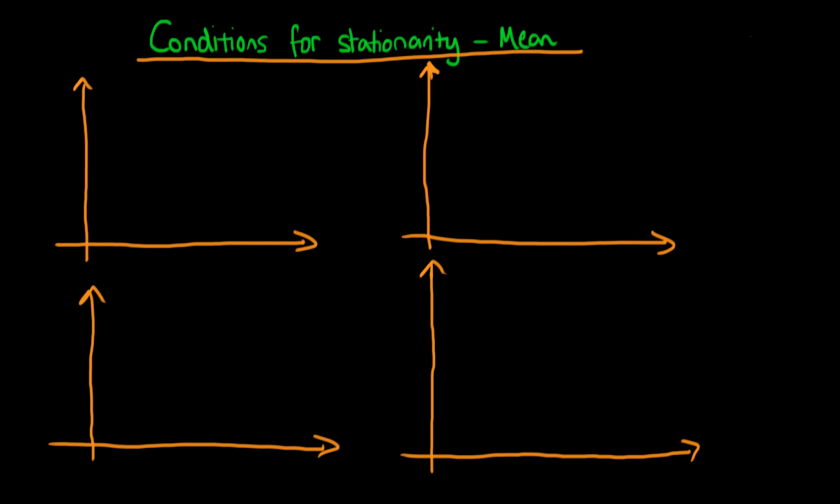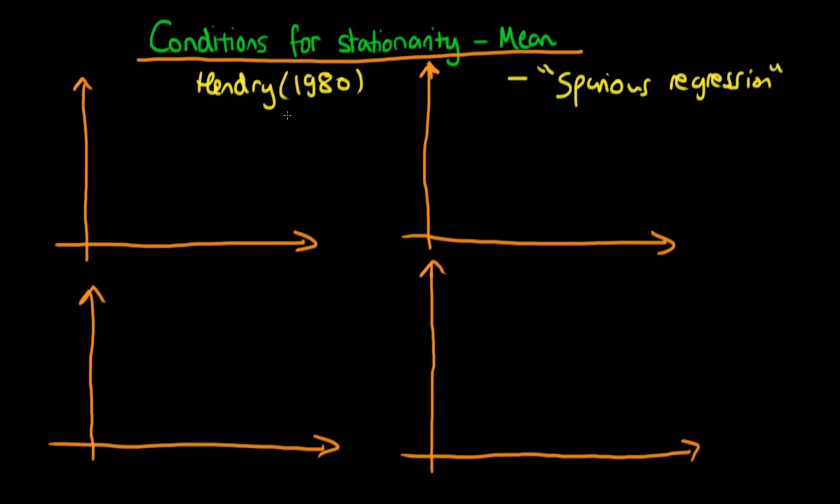In this video, I wanted to further emphasize the importance that processes be stationary in their mean because we can run into a problem in econometrics which we refer to as a spurious regression or a spurious relationship. And I'm going to explain what I mean by that. There was a study done by Hendry in 1980, which is well worth looking at, and it highlights this problem of spurious regression quite well. I'm actually going to talk through this in this video.